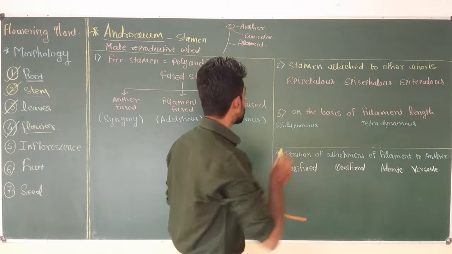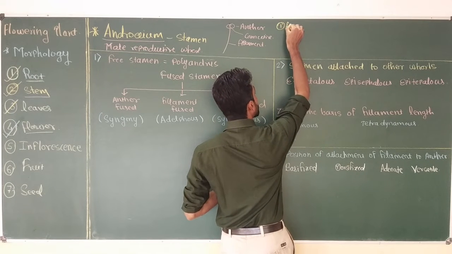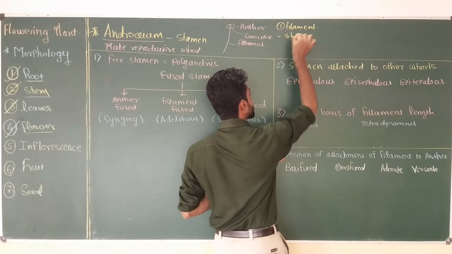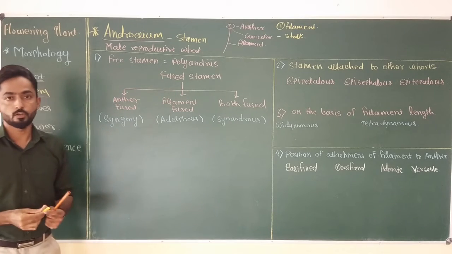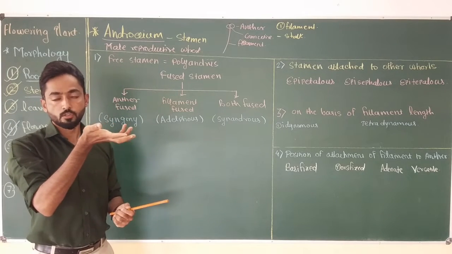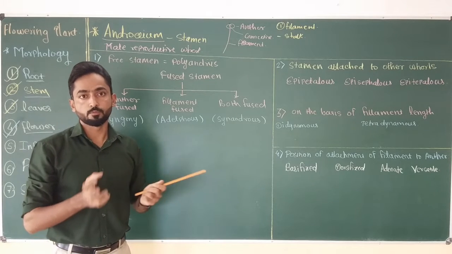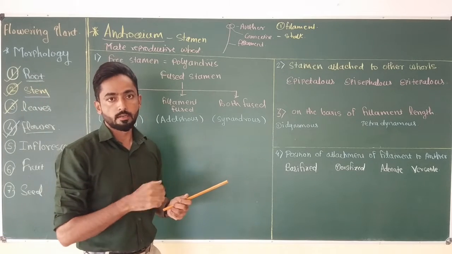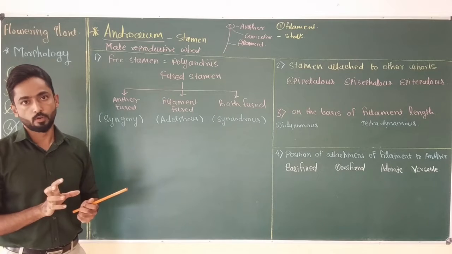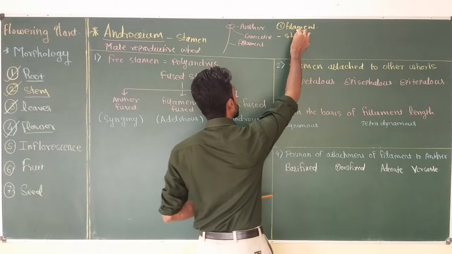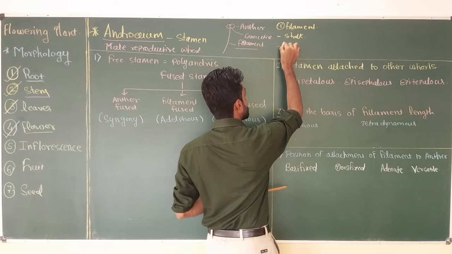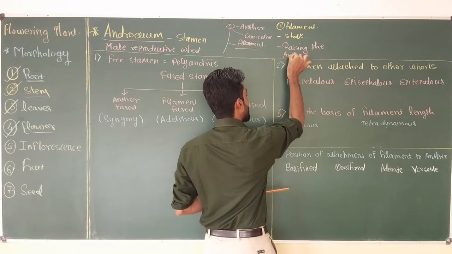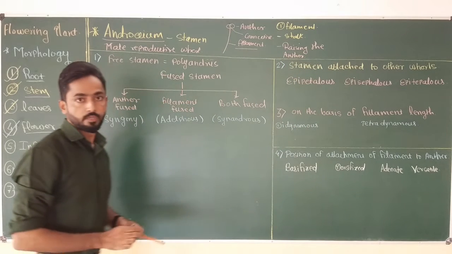Out of which, if we consider the filament, it is nothing but the stalk of the anther, and the filament plays an important role in raising the anther so that pollen grains can get dispersed properly. The anther should have a filament of proper length for proper dispersal of the pollen grains. So the main function of the filament in the stamen is raising the anther for proper dispersal of the pollen grains.